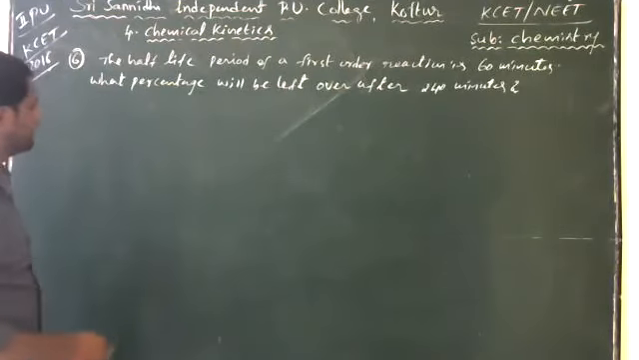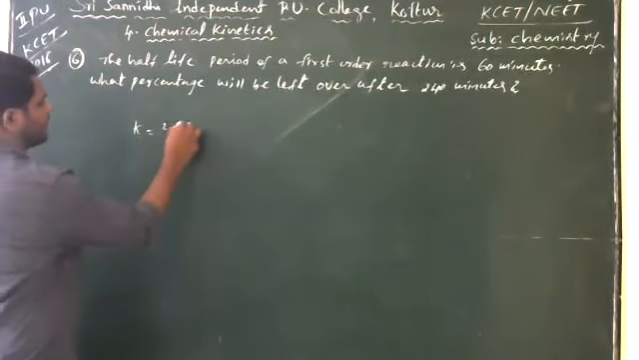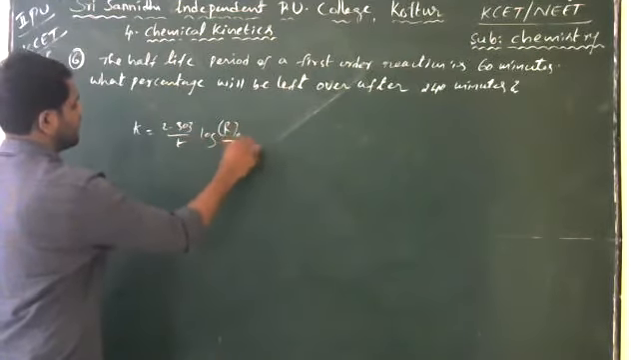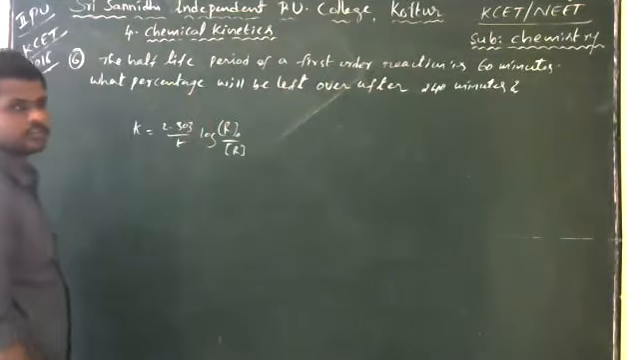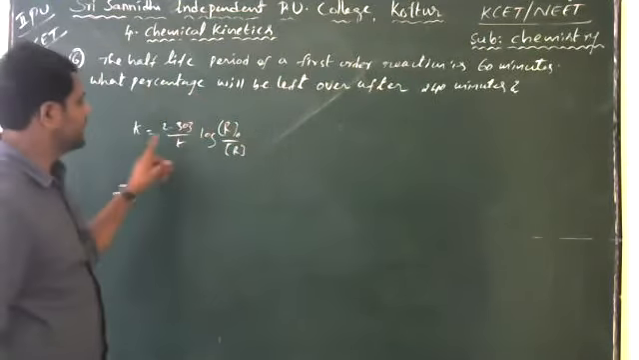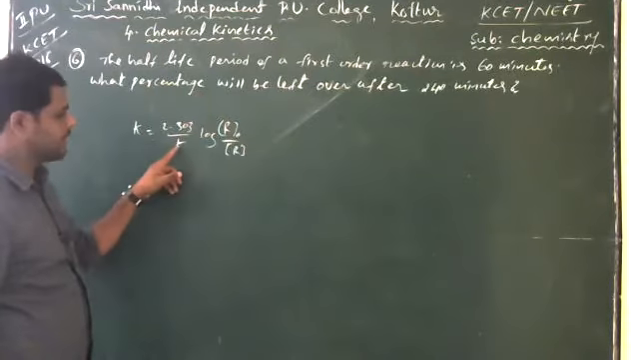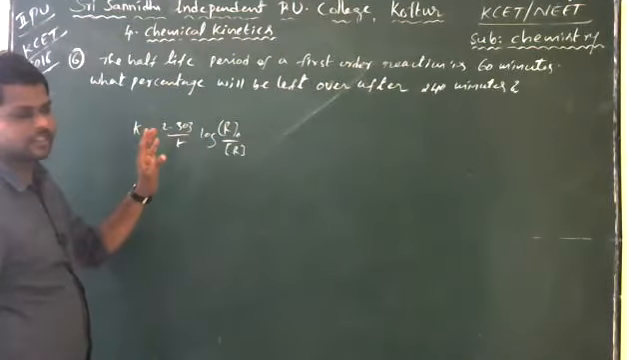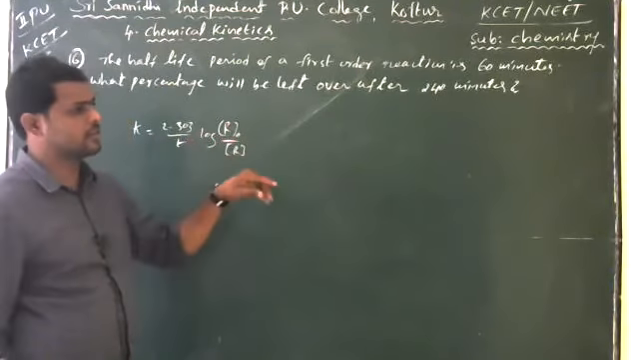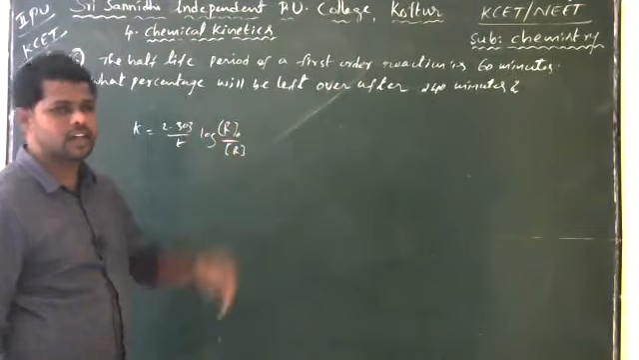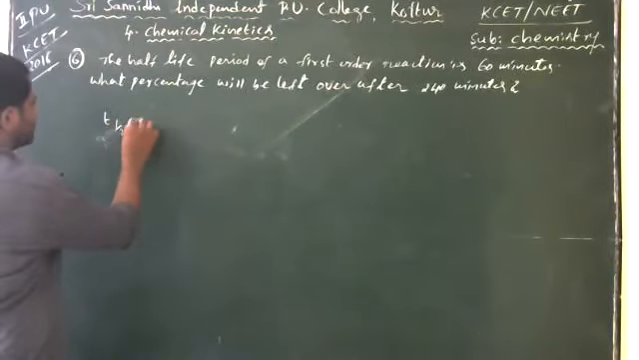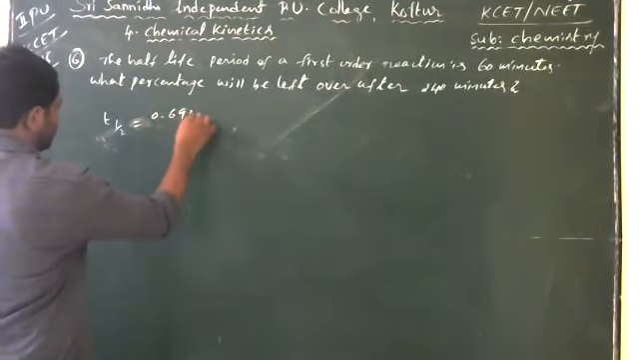If we apply this formula, K is equal to 2.303 by T log concentration of R not divided by concentration of R. And what concentration will be left after 240 minutes? First find the rate constant using the 60 minutes, then take time 240 minutes and find the concentration that way. Another route is that T half is inversely proportional to K, equal to 0.693 by K, which is independent of initial concentration of reactant.